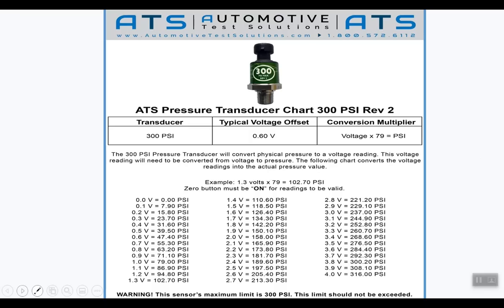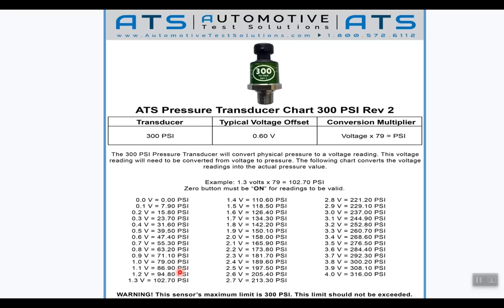To normalize the voltage into pressure, you'll have some type of a mathematical equation, which is right up here, or we can have the voltage in a chart and we can read, let's say, 1.1 volts as 86.9 psi. Be aware that if you are using a Snap-on, Pico, Fluke, or an ATS, each one of these will have a very different reading here.